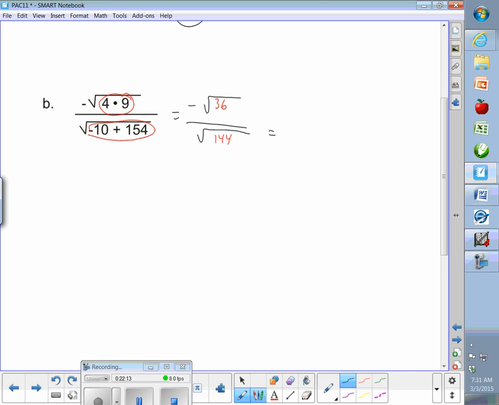Okay, don't forget your negative sign. It's there out in front. It's got to stay out in front. What's the square root of 36? 6. So we end up with a negative 6 on the top. On the bottom, what's the square root of 144? What number times itself 2 times is 144? The answer is 12. So we end up with a negative 6 over 12. And when you reduce that, hopefully you say negative 1/2.